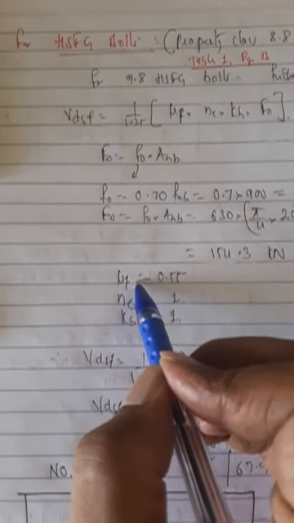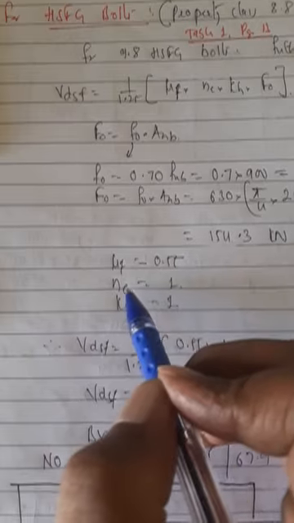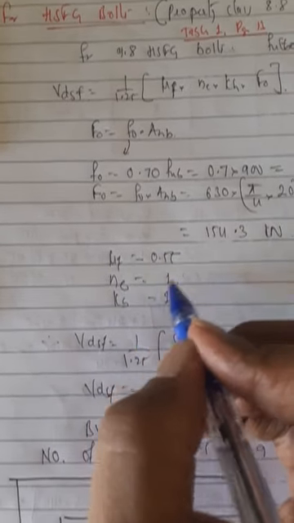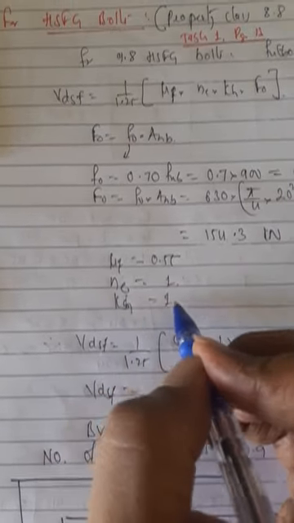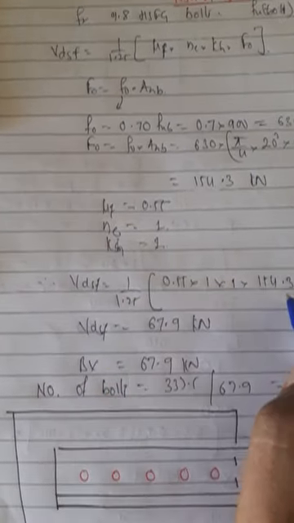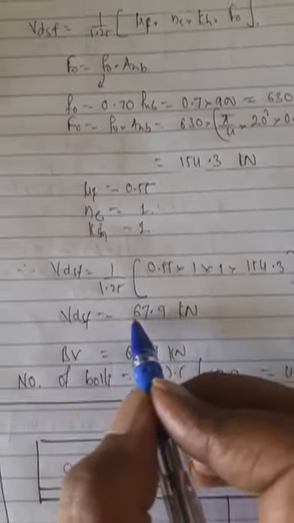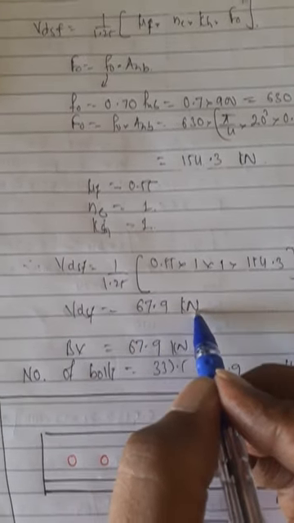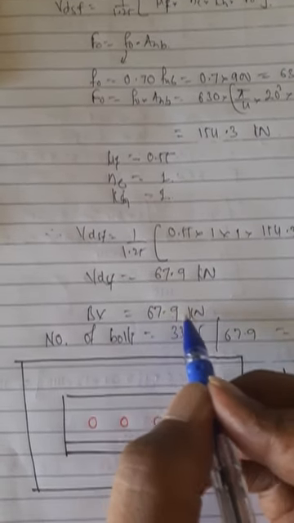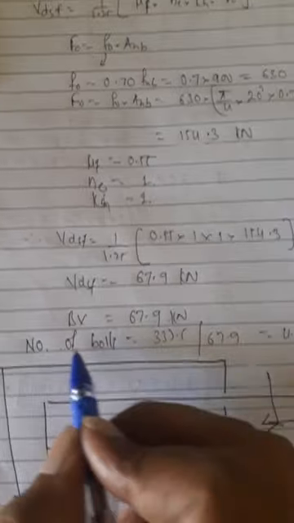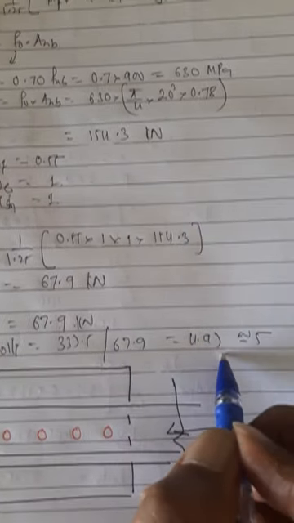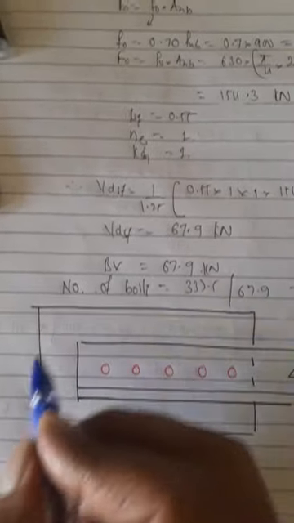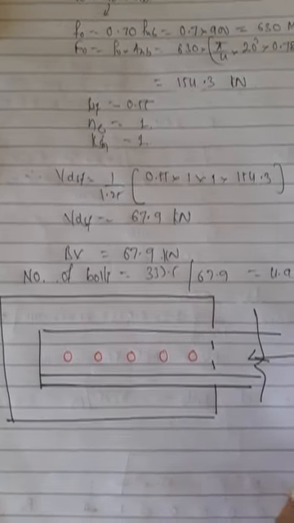Mu F, friction factor, 0.55. Ne, effective interface, is 1. Kb is 1. Kh is 1. Substitute all the values. You get VDSF as 67.9 kilonewtons. So bolt value is 67.9 for case 2. The number of bolts is 37.5 divided by 67.9, 4.97, say 5 bolts. Draw this diagram. This completes the problem.